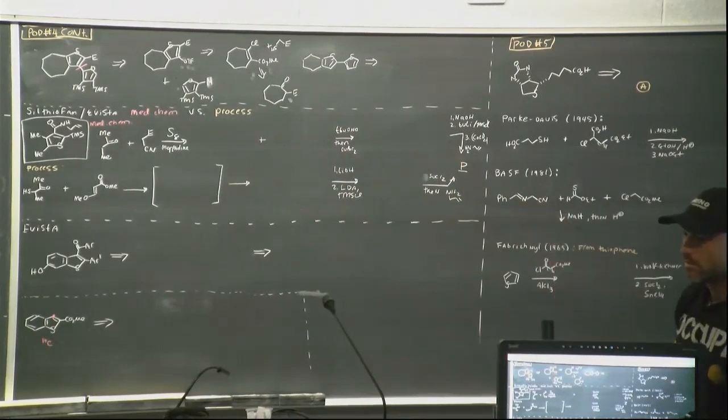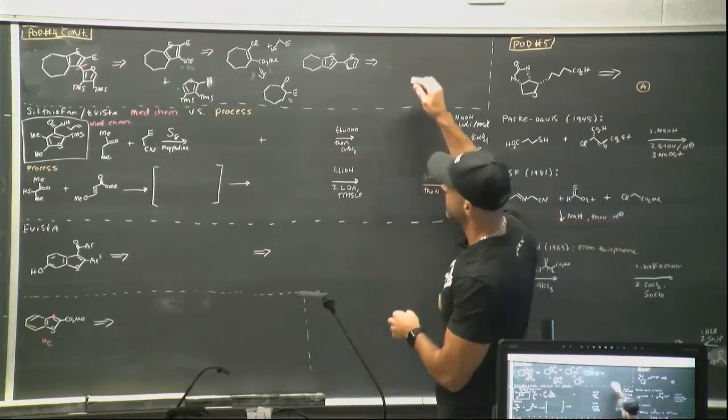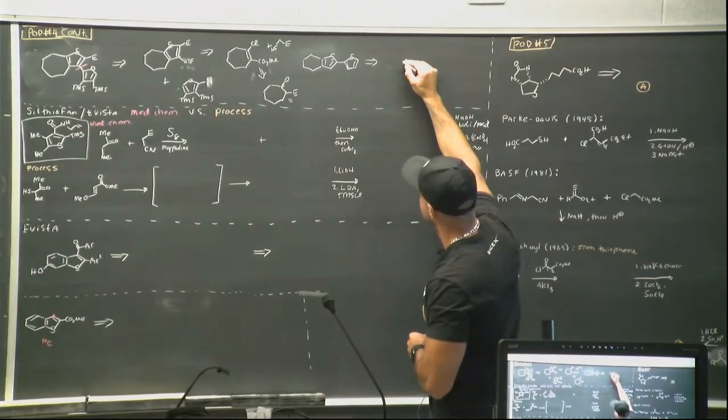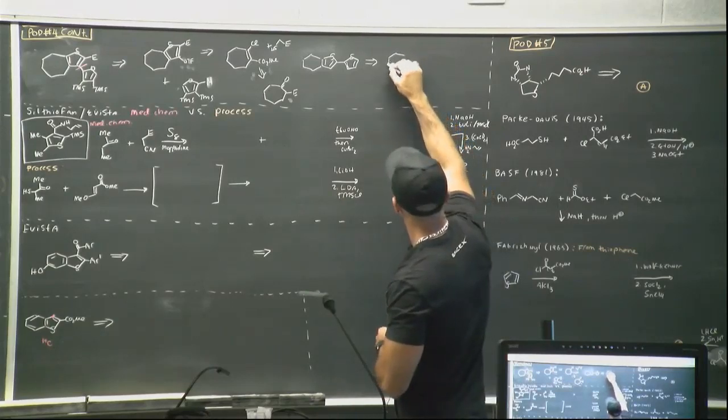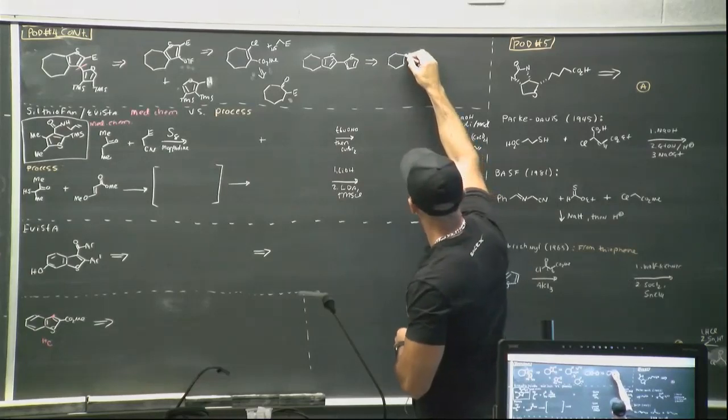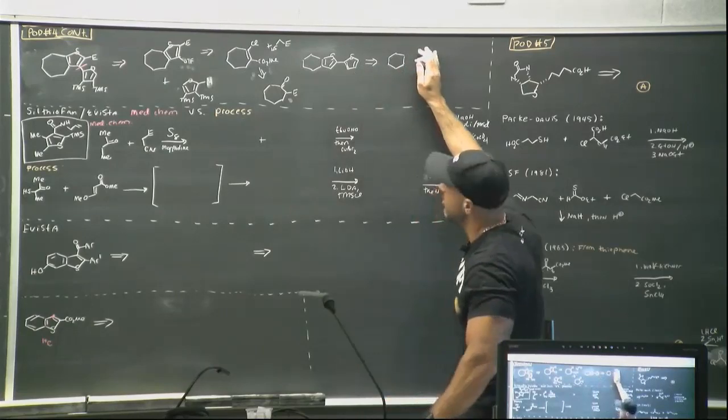How about this one? A couple ways of making this one. Tucker, what are you thinking? Thinking if you open the middle ring. Fiesselmann is a vinyl chloride. What do you do, just go back retrosynthetically? What do you want? What's the intermediate you want to go to?